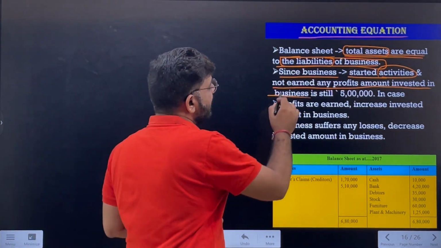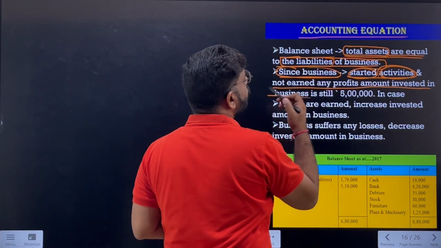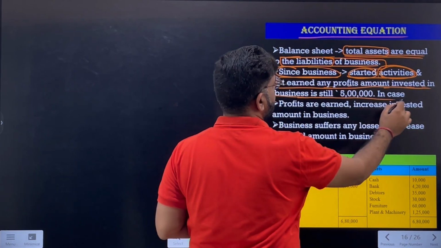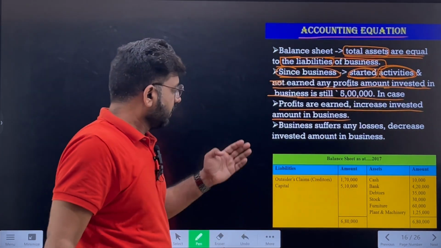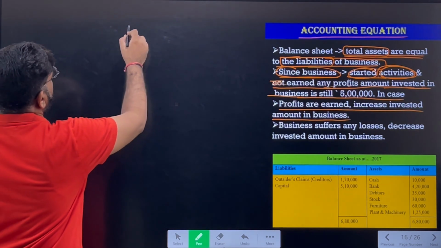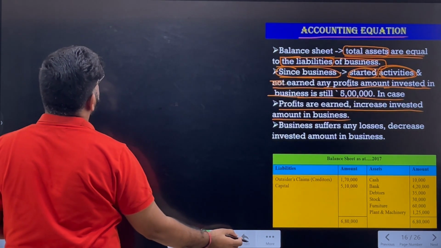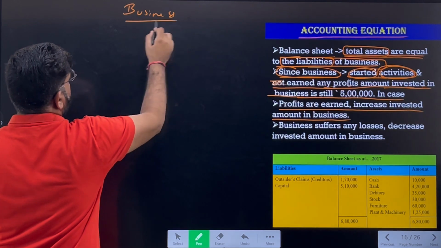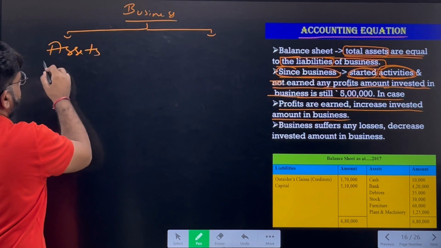One second. Since business started to do the activities and to earn the profit, the amount invested in the business is still 5 lakhs. In case profits are earned, the invested amount in the business increases. For example, if the business suffers any loss, the invested amount decreases. Okay, for example, what happens? Suppose in our business there are two items, that is assets and the liabilities.